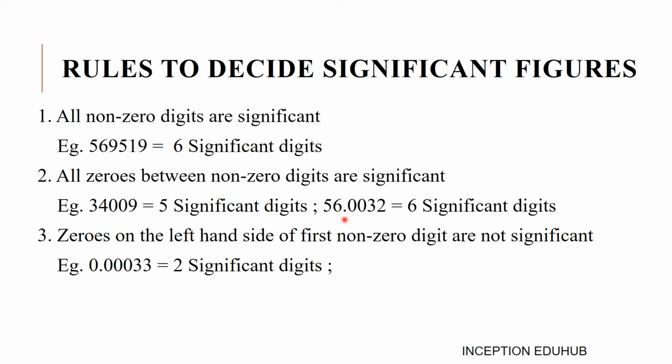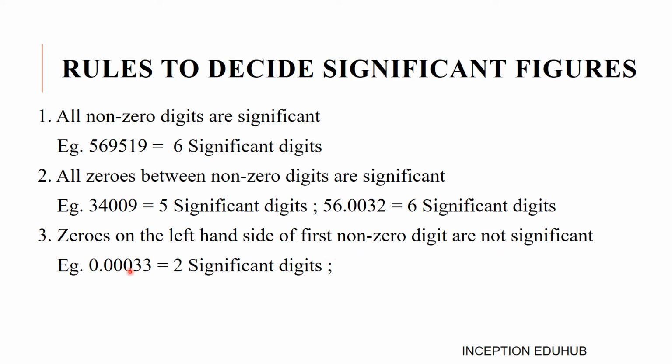For example, if I have a decimal number, 56.0032, it will have 1, 2, 3, 4, 5 and 6, so a total of 6 significant digits. Here I am not going to consider whether these zeros are before or after the decimal. Since these zeros are falling between two non-zero digits, they are all going to be considered significant. Now, zeros on the left hand side of the first non-zero digit are not significant.